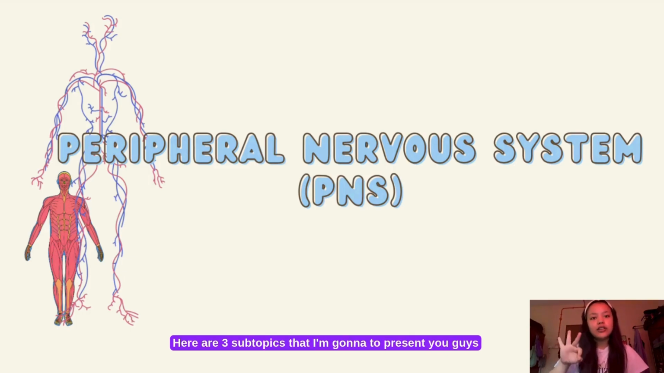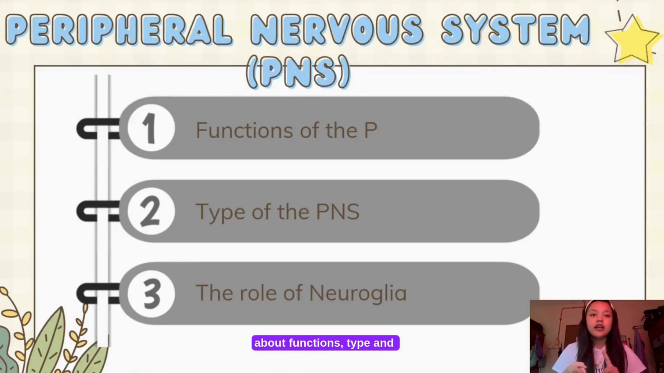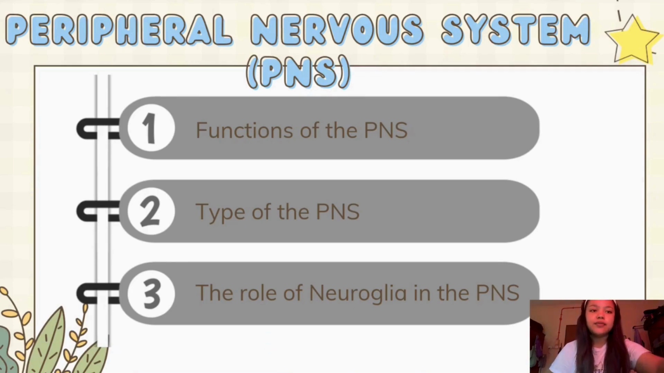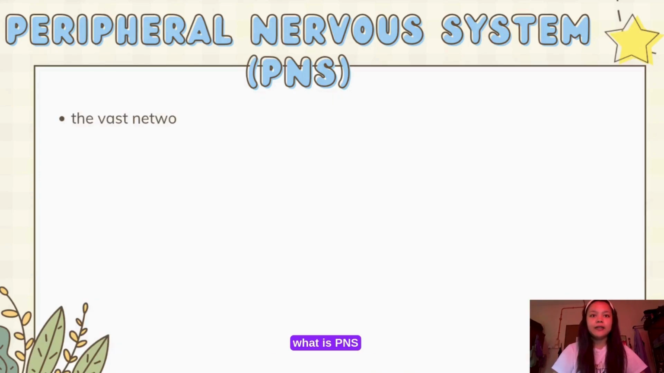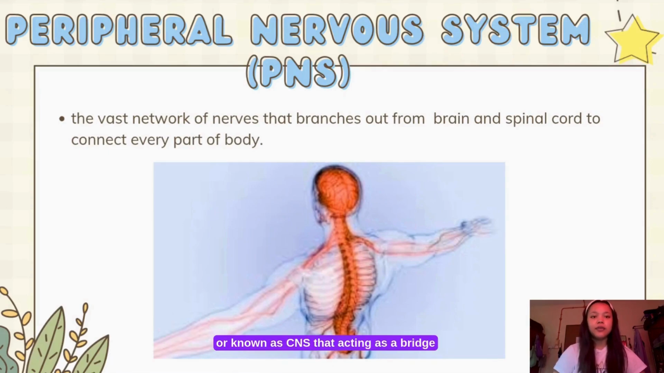Here are three subtopics I'm going to present to you guys: function, type, and the role of neuroglia. So guys, let me tell you what the PNS is. It is a vast network of nerves extending from the brain and spinal cord. It connects every part of your body to the central nervous system, known as CNS, acting as a link.